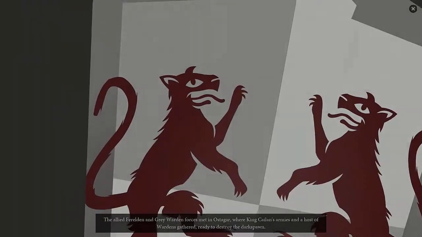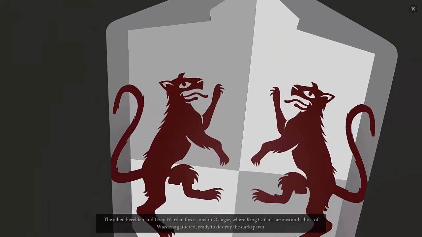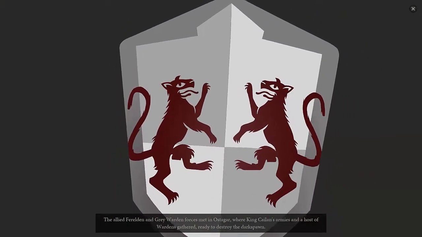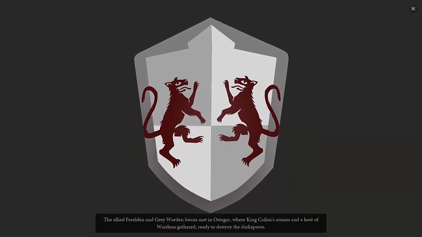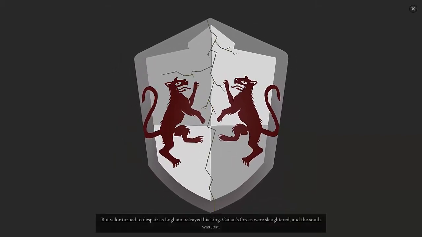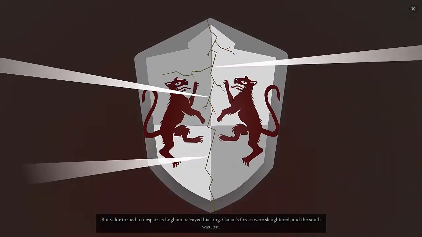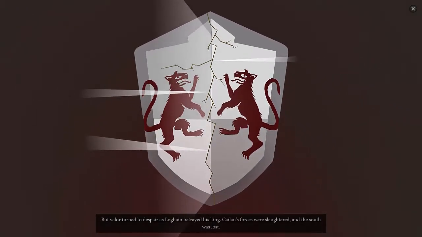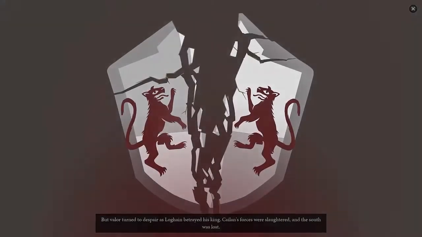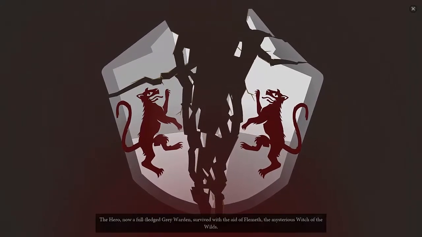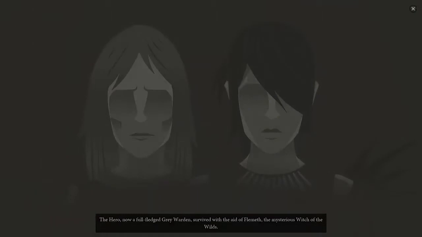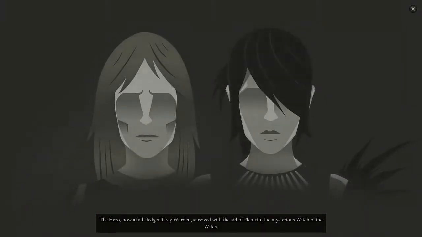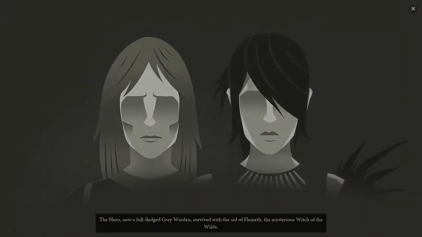The allied Ferelden and Grey Warden forces met in Ostagar, where King Cailan's armies and a host of Wardens gathered, ready to destroy the Darkspawn. But valor turned to despair as Loghain betrayed his king. Cailan's forces were slaughtered, and the South was lost. The hero, now a full-fledged Grey Warden, survived with the aid of Flemeth, the mysterious witch of the wilds.